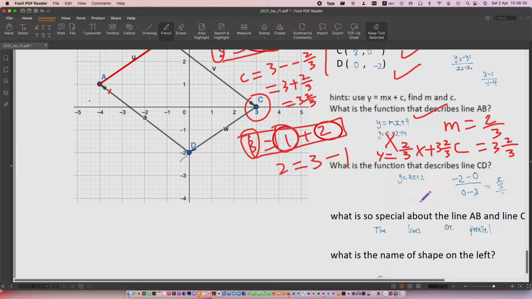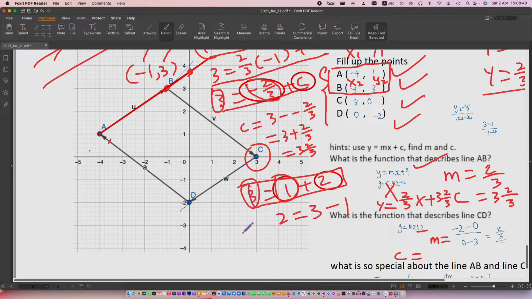Are you clear? Yeah. By the way, you are supposed to write m equals. I talked about it, right? You have to write 2/3 is what? You have to write m. Then what's the c here? 2. Why 2? CD, right? Which point is the y-intercept?